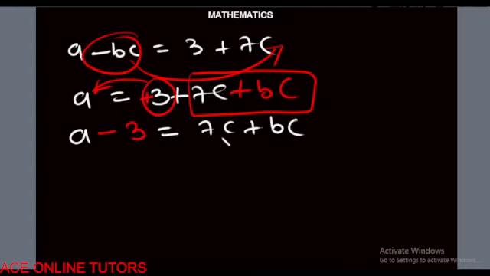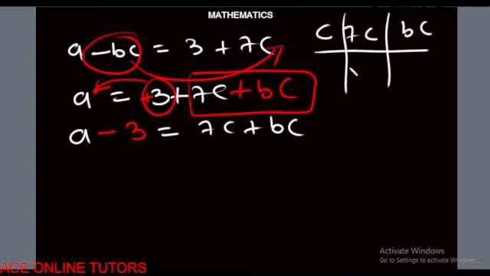Now I will just factorize that c. What I'm looking for is what I'm going to factorize. So don't forget that when you want to factorize, you have 7c, you have bc, then you divide by that thing. So c cancels c here, you are left with 7. C cancels c here, you are left with b. So that means that what are we going to have?